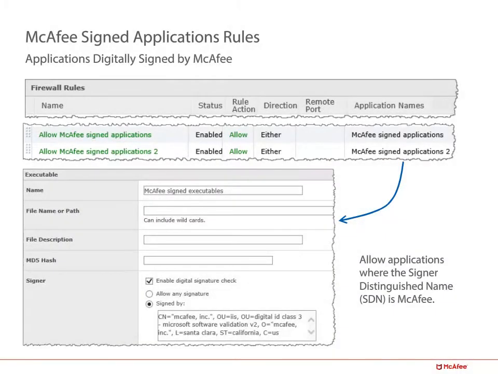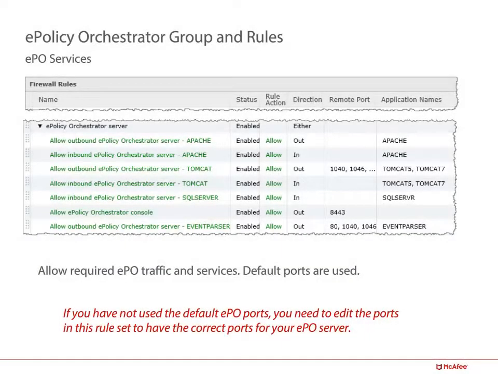The applications that are digitally signed by McAfee are also added. So the idea is if it is a signed application, then we automatically associate that with our particular firewall rule because it says this is a McAfee application because it has been signed with our certificate and it's automatically allowed. We have a group that has all the ePolicy Orchestrator rules associated with the communication that you do have to have for EPO. You have everything having to do with Apache and Tomcat, Event Parser, and the SQL Server.